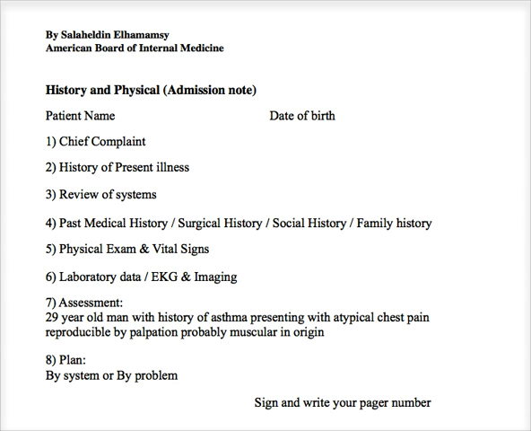Whenever you write a patient note, you need to have two identifiers for your patient. Let's say the patient's name and the patient's date of birth. You can also use the medical record number. After you're done with the note, you need to write your name so people know who you are. You need to sign your note and you need to write your pager number so that people can reach you if they have questions. These are the components of the admission note.